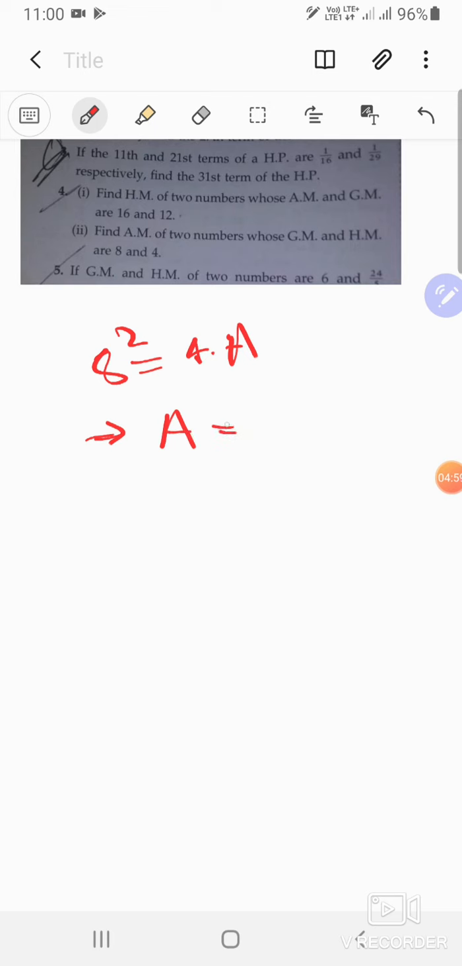So arithmetic mean, that's going to be, what, 4 squared is 16. No problem. So 16 is the arithmetic mean. Let's go to the next question.